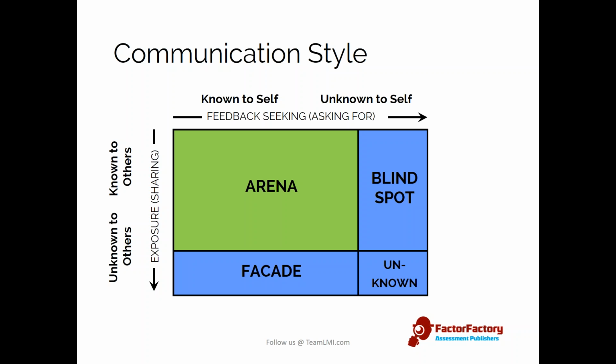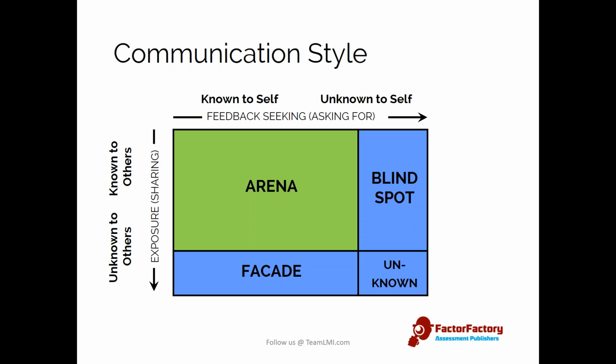The other is exposure. So we have these two dimensions, and what we know from this is the level of feedback seeking defines where that line is between the arena and your blind spot. And your blind spot's exactly what you think it is. Things that employees know about you but you don't know are blind spots. On the other dimension, exposure, as you move down that vertical axis, you'll see that the line between arena and facade is actually your exposure score.